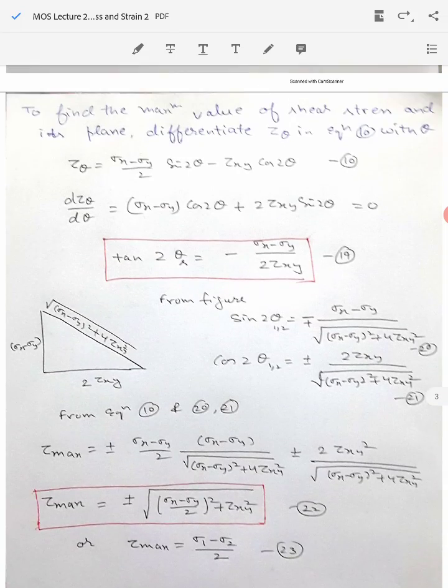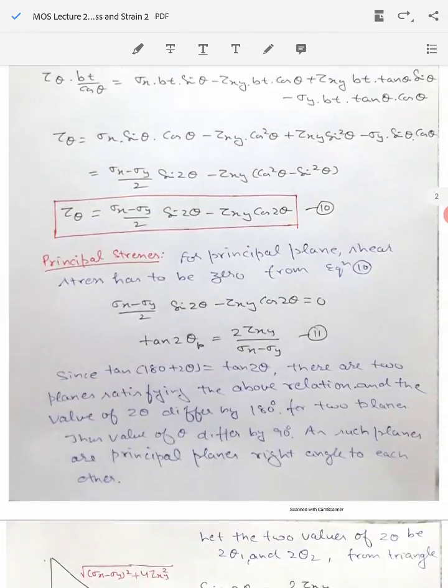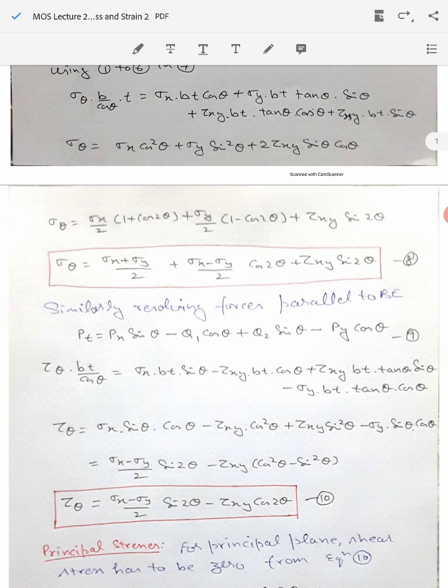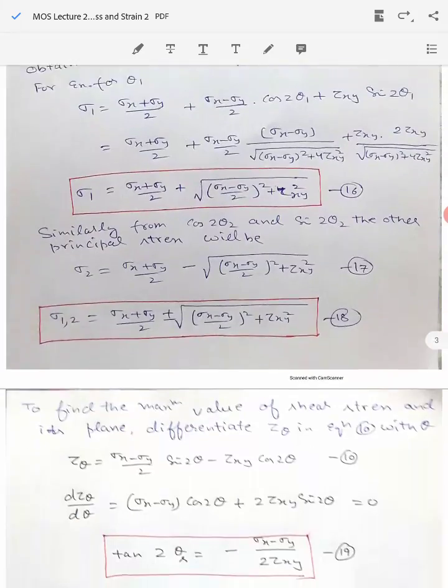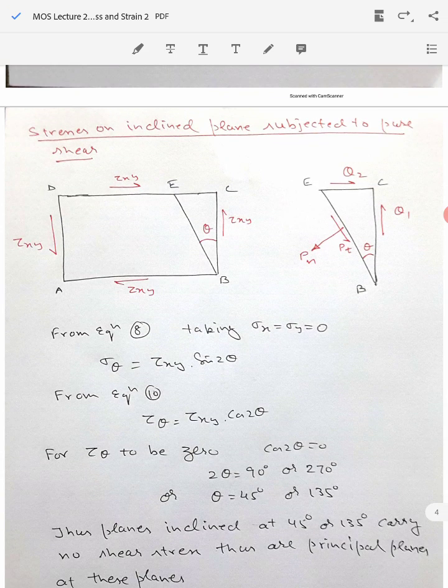You can just simply verify it here. This is your tau theta expression. If you substitute sigma x and sigma y both as 0, you will get only this part, tau xy cos 2 theta. And this is our sigma theta expression, equation 8, and if you substitute these both components as 0, you will only get tau xy sine 2 theta. Okay, right? So we can use these expressions of equations 8 and 10 directly, substitute sigma x and sigma y as 0, and obtain the values of sigma theta and tau theta.